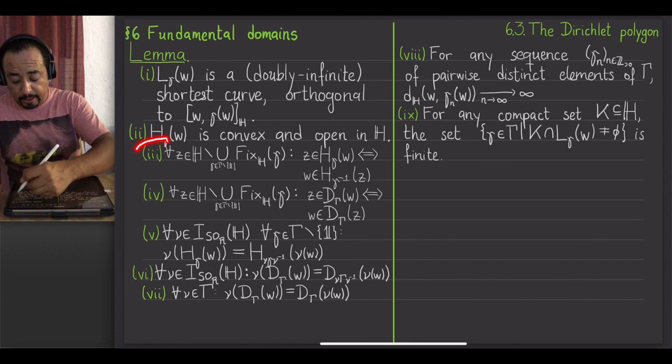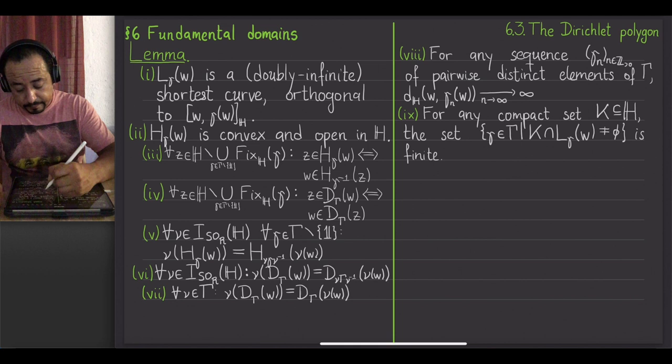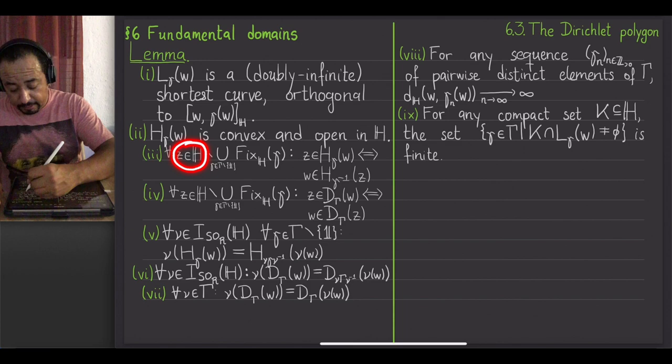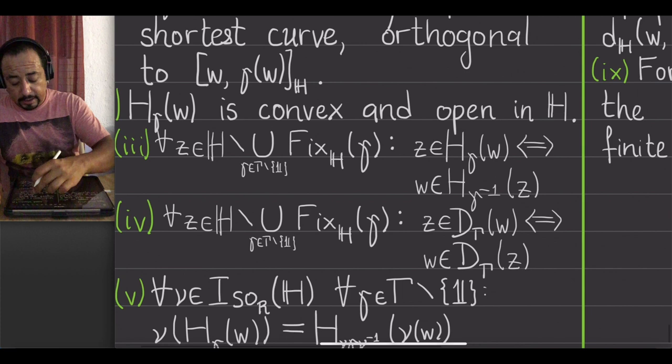This third property is a certain type of symmetry between a point in H and W, namely if you take a point in H not fixed by any non-identity element, here maybe I should write mu.